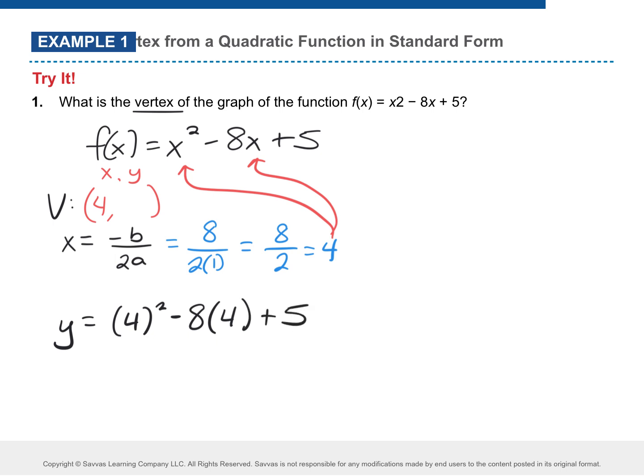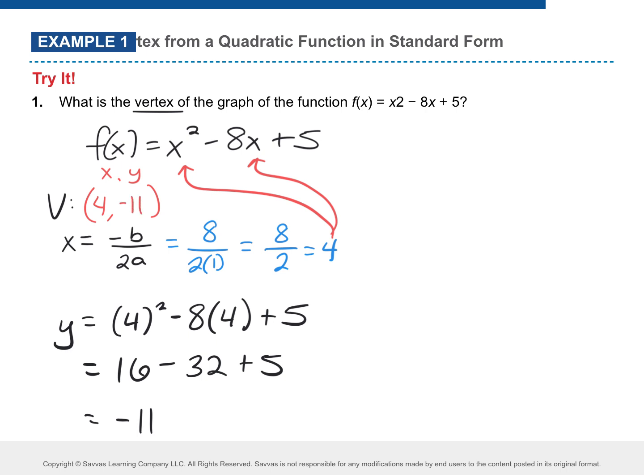Why do I put parentheses around things that I plug in? So you know that's what you plugged in, so I don't get it mixed up, right? We want to stay consistent. What is 4 squared? 16. 8 times 4? Careful, go one more up. 32. What's 16 minus 32? Negative 16. Negative 16 plus 5 is negative 11. What did that just give me? The y.